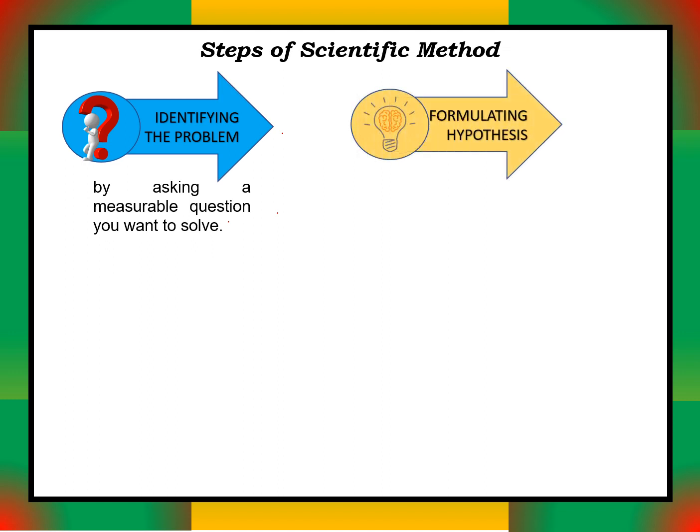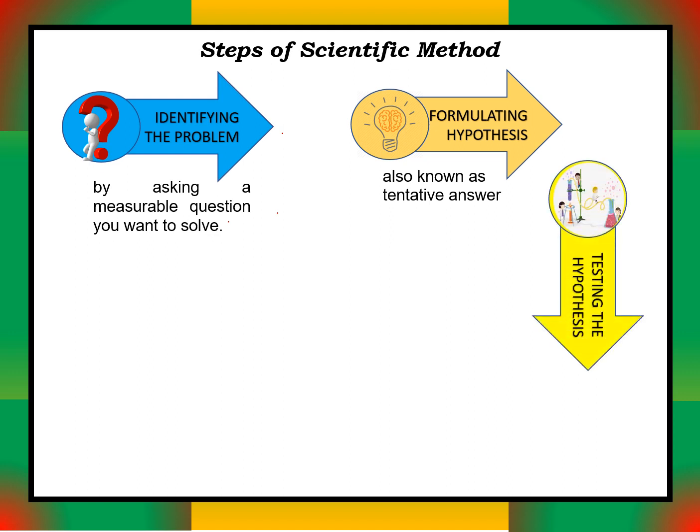Next, once you ask a question, once you already have a problem in your mind, formulate a hypothesis. What is a hypothesis? Also known as a tentative answer. For example, you have a question like which is sweeter, a sugar cane or an apple? So you must have a tentative answer. Oh, probably it's the sugar cane. Oh, probably it is the apple. So that's how to give a tentative answer based on the problem.